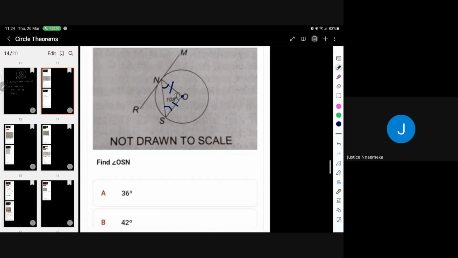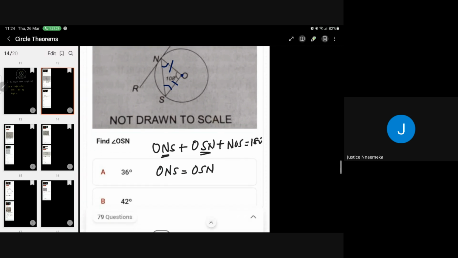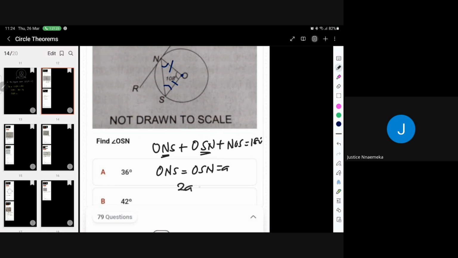So now, here is 180. So there's an angle here. Let's use angle notation: angle ONS plus angle OSN plus angle NOX is equal to 180. But this one and this one are equal, right? ONS is equal to OXN, so we'll have two of them. Let's call them A. So we have 2A plus NOX equal to 180.